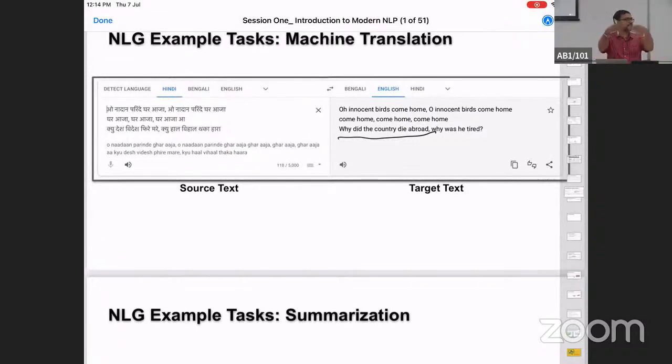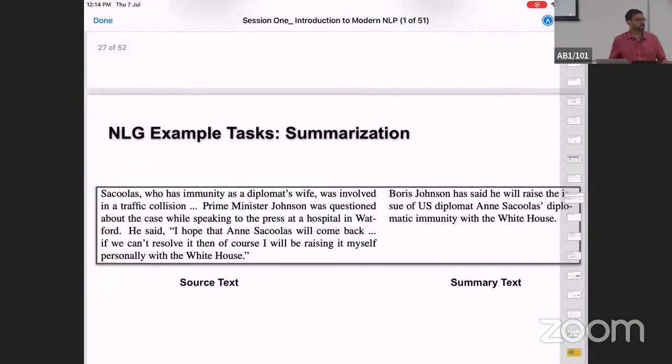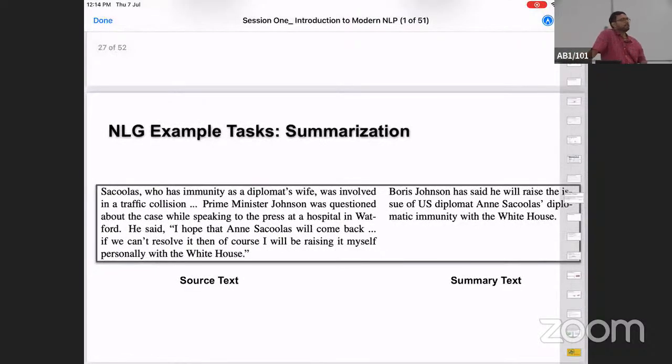So you are generating a new text given some text. Another less interesting task is the following, and that is called summarization. So what is summarization? You are given a very long document, say 2000 words or 10,000 words and so forth, and you want to create a very small summary of 50 words. The task is called summarization, and in general it is called text summarization.